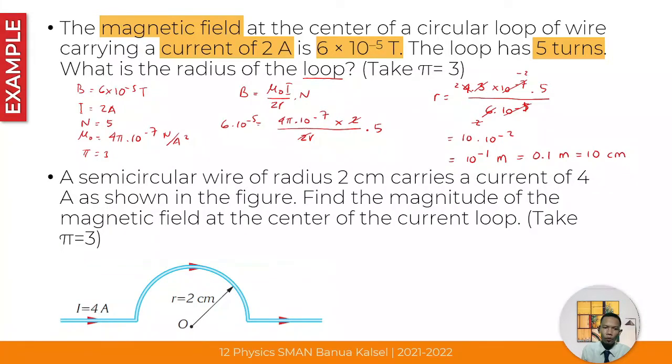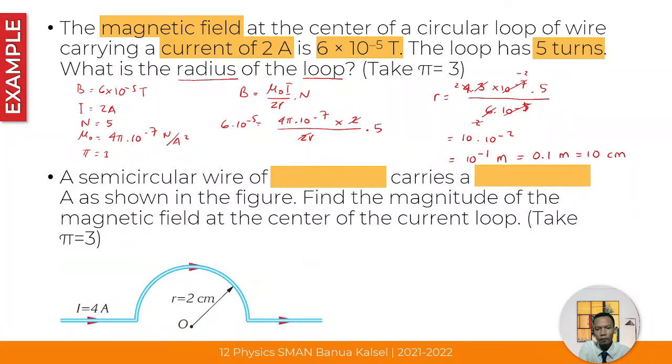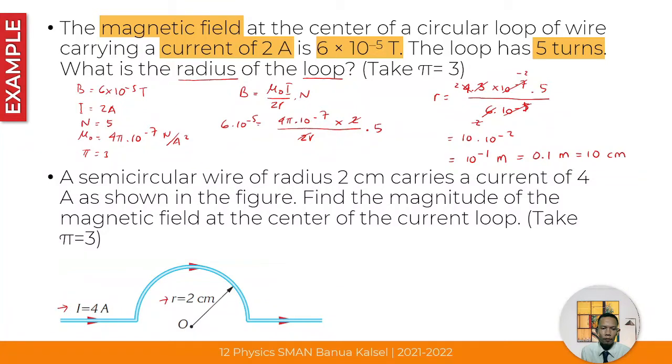So the problem was to find the radius of the loop. The next question: we have a semicircular wire, the radius is 2 centimeter, the current is 4 ampere. You can take a look at the figure. Here we have the radius 2 centimeter and the electric current is 4. How about the N? Because we have only a semicircle, N will be half. If we have 1 loop, N will be 1. If we have 5 loops, N will be 5. If the loop is only semicircular, N is half.